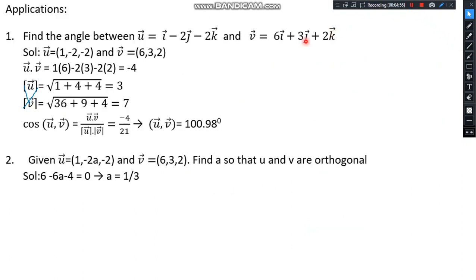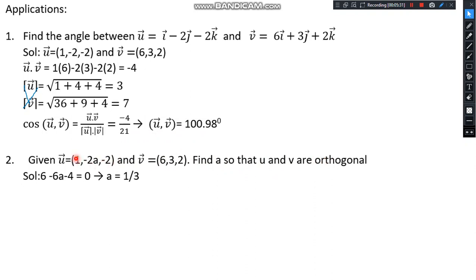Now in this example, they gave us the vector u, not as a norm, as scalars: 1, minus 2, 2, and v is 6, 3, 2. So find u dot v. u dot v will be 1 times 6 minus 2 times 3 plus 2 times 2, so it will be minus 4. The norm of u will be 3, and the norm of v, if you do this, is 7. So the angle will have cosine minus 4 over 3 times 7, which is 21, so the angle is 100.98 degrees.